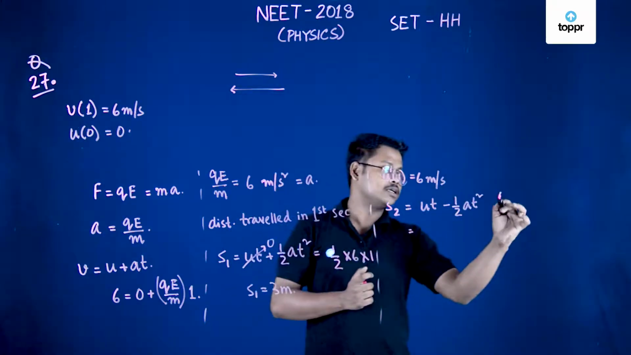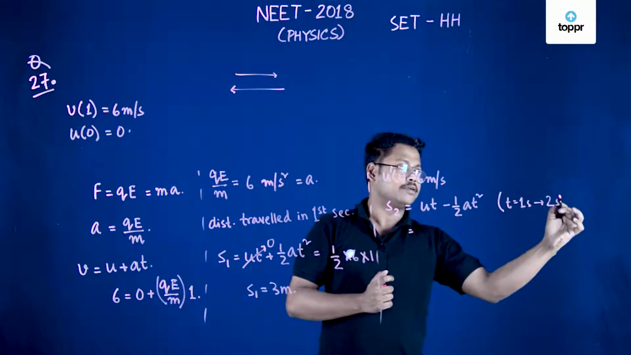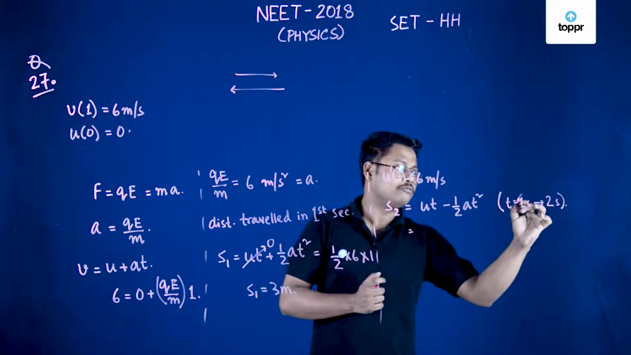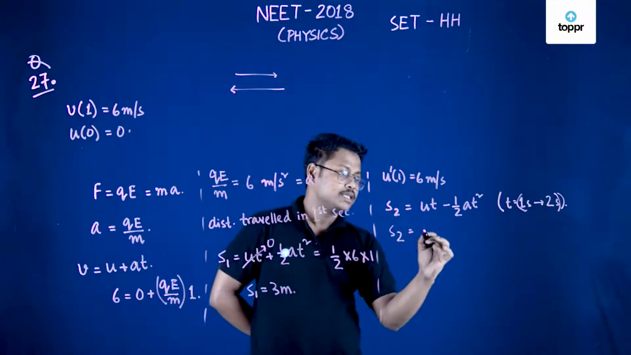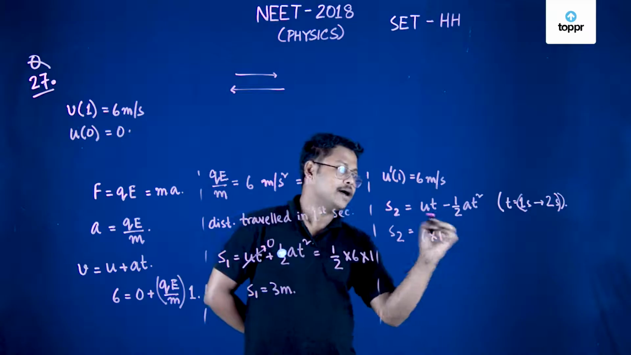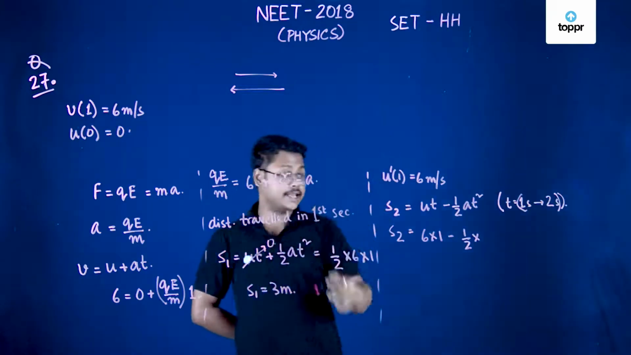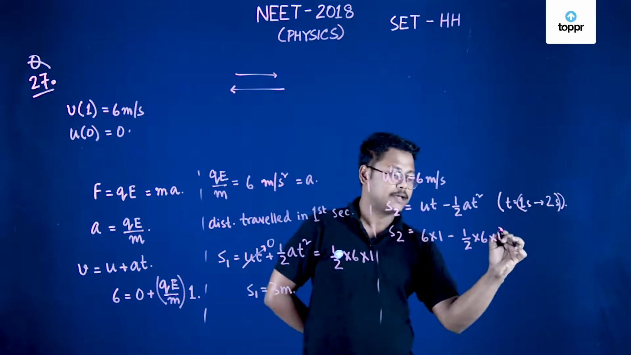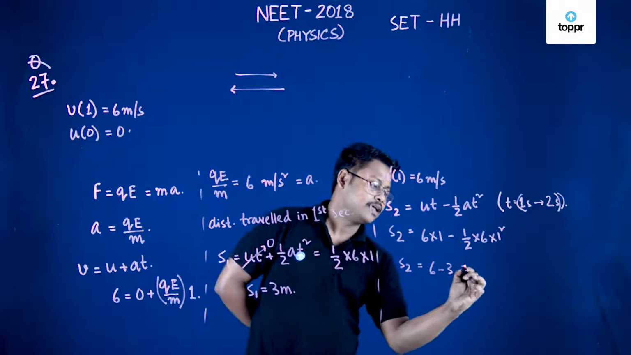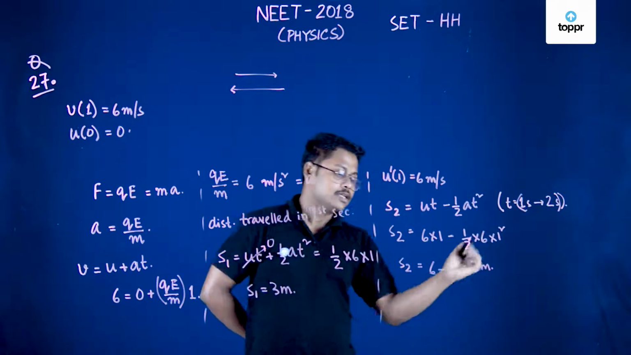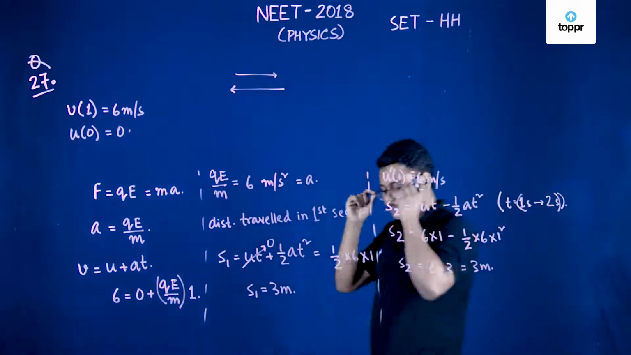Now this is for what? This is for t equals 1 second to 2 second, right? So the value of t will be 1 only. So S2 will be equal to 6 into 1 minus half into a, that is 6 again, into 1 square, that is S2 will be 6 minus 3, that is 3 meter. Now S2 is along which direction? S2 is along the opposite direction, right?